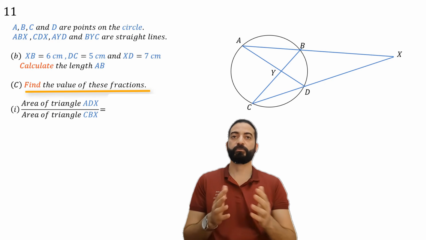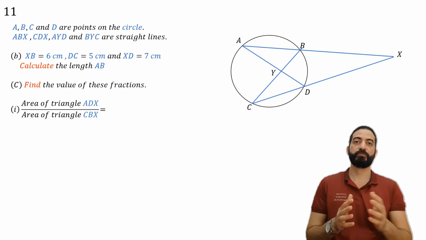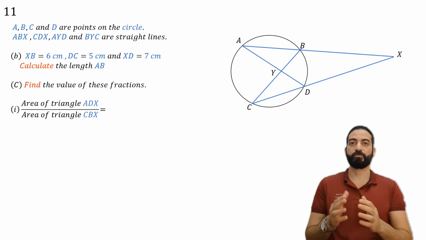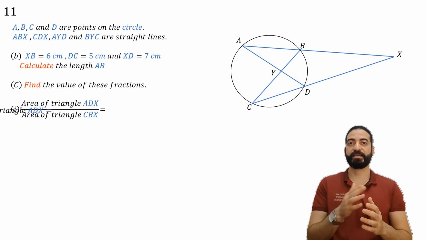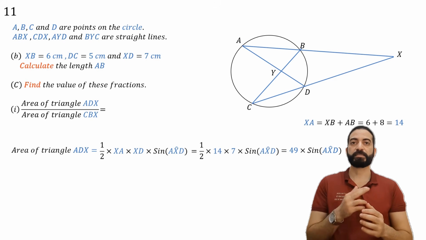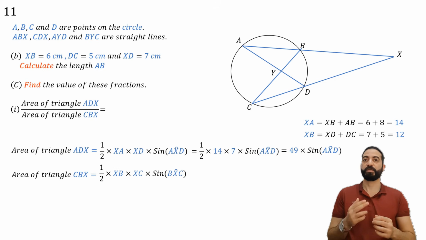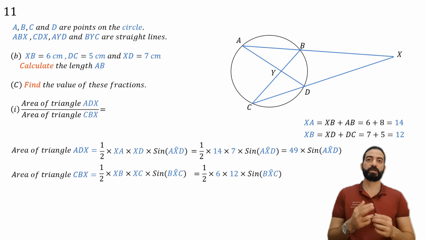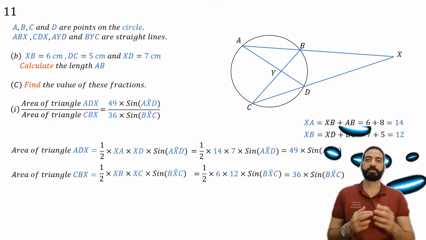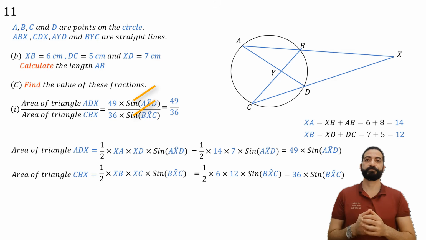Find the value of these fractions. Area of triangle ADX over area of triangle CBX. In order to get the area of triangle ADX, we can use this rule. Also, to get the area of triangle CBX, we can use the same rule. Now, as long as angle AXD equals BXC, we can simplify to get the final answer.